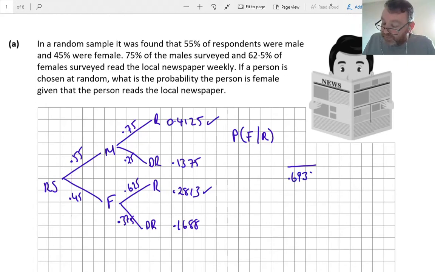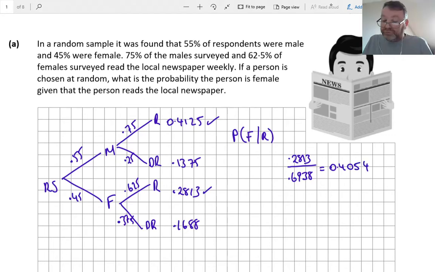0.6938. And out of those two, only one of them refers to females, and that's this line here, which happens to be 0.2813. So if you follow it again, these two that I've ticked, they happen to be the total that's given that the person reads the local newspaper. So you add the two arms that refer to readers, which is the two I have ticked. And out of those two that I have ticked, only the bottom one refers to female readers. So that's the top of your fraction. And that gives you 0.4054.